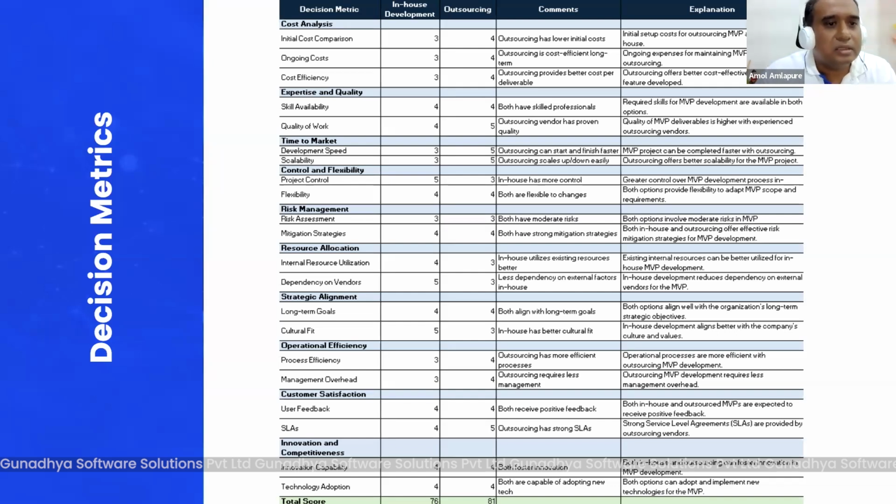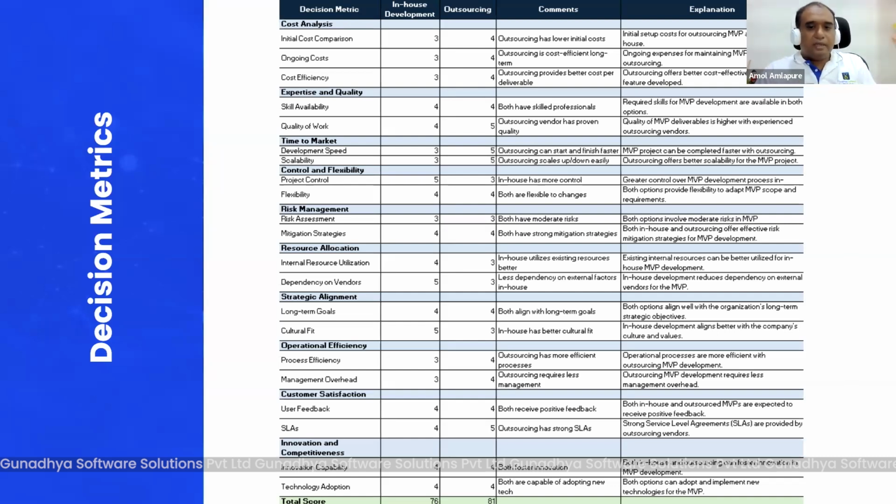Okay, let's take the reverse example. Let's take control and flexibility. If I talk about project control, the level of control over the project direction, deliverables and execution: in-house, you have full, complete control over all these things. Whereas with outsourcing, it depends on your outsourcing partner. So project control is very high in-house. I rated 5 in the case of in-house and 3 in the case of outsourcing.